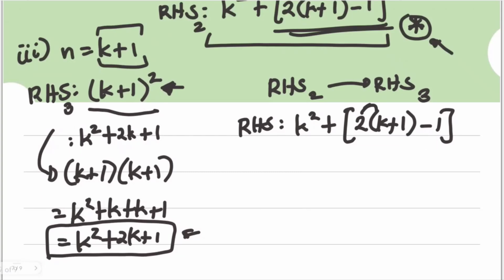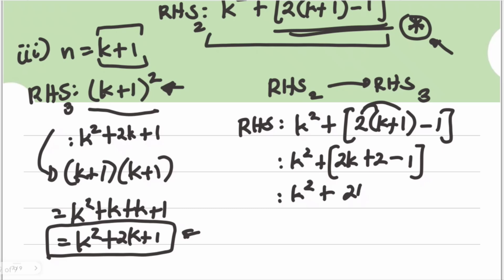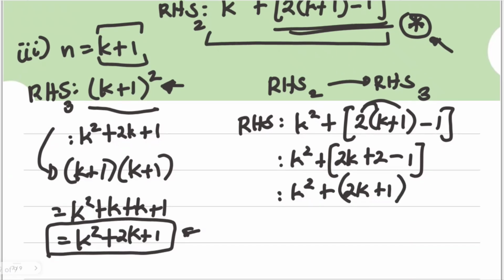So let's start, not with that one first. Let's try to distribute this 2. You have k squared plus 2k plus 2 minus 1, right? Okay. Then you will have here k squared plus 2k plus 1. And by removing the grouping symbol, the right-hand side of the second step is k squared plus 2k plus 1, which is just the same as the simplified form of the right-hand side of the third step. And with this, we have shown that our identity earlier is correct under mathematical induction.